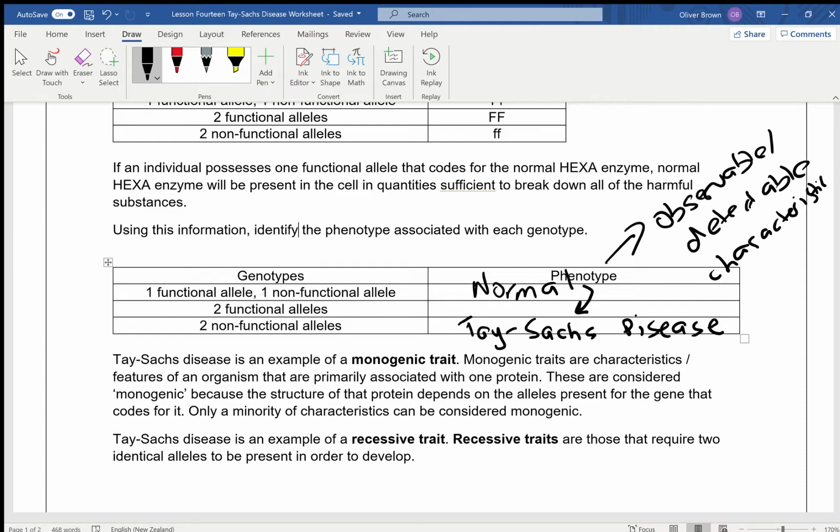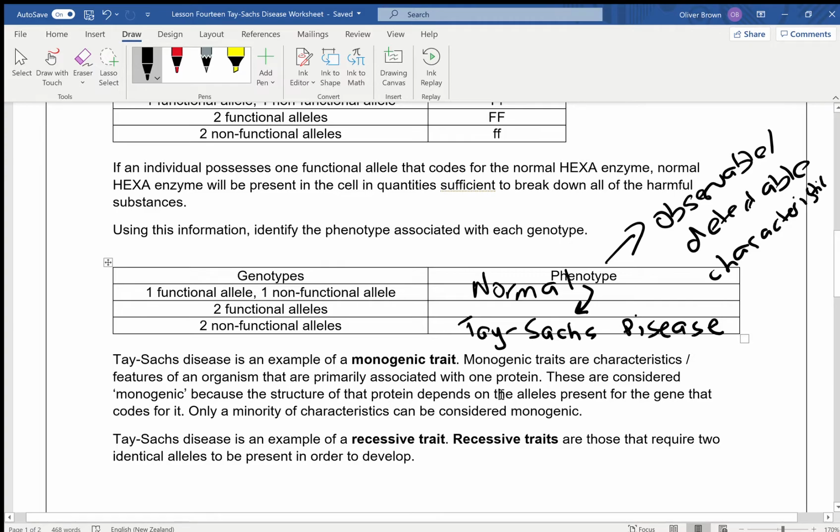Okay, and so hopefully as you read those next couple of paragraphs, you came to this understanding that it's a monogenic trait, but it's also what we call a recessive trait. And if you require two identical alleles for a trait to present itself, then the trait is considered recessive, and Tay-Sachs disease is a recessive trait.